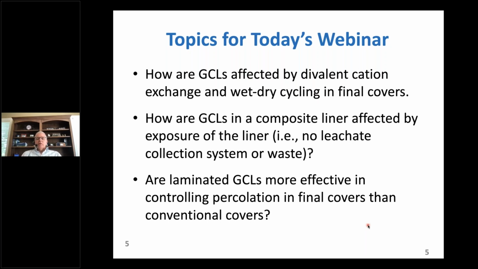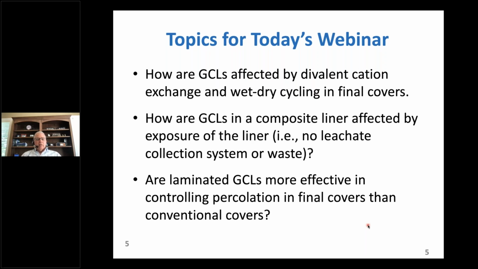How are GCLs in a composite liner affected by exposure of the liner? So we build a liner, GCL on top of a subgrade, geomembrane, but then we stop. We don't build a leachate collection system. We don't put the waste on top. We just leave it exposed. That's a really significant environment that can have a strong impact on the GCL, and there are lessons to be learned from that.